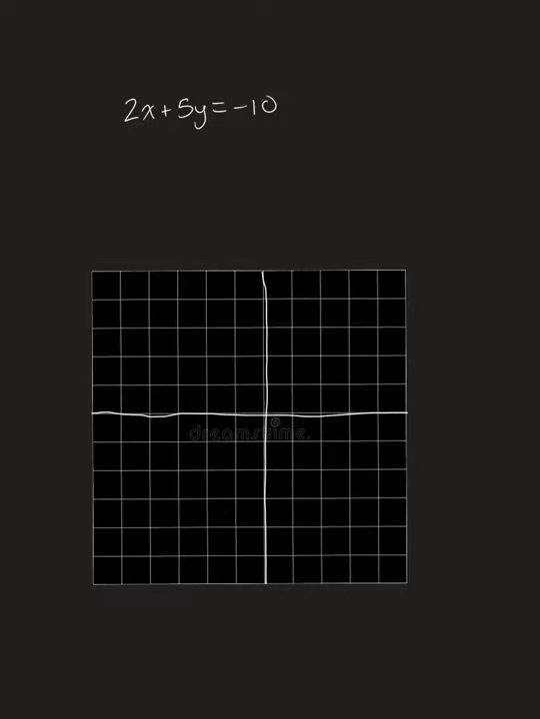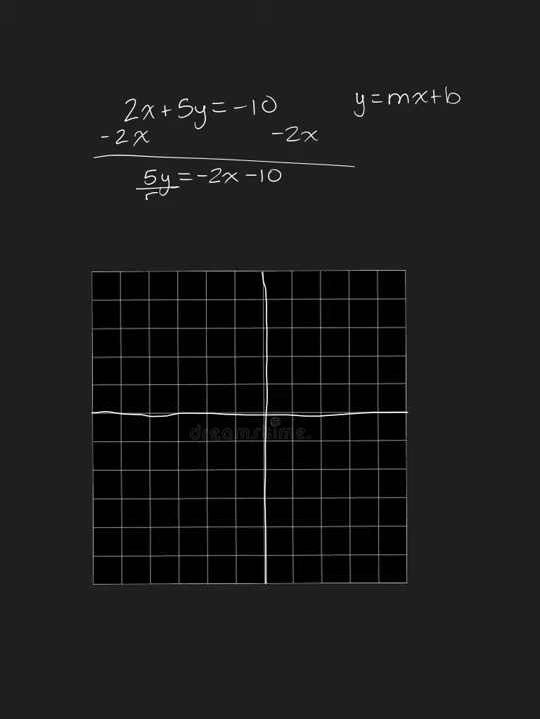The second way to graph this line is to get this into slope-intercept form. So we want to get it into y equals mx plus b. So we are going to isolate our y. The first thing we get rid of is the 2x. So I'm going to subtract 2x on both sides. That gives me 5y is equal to negative 2x minus 10. Then I divide by 5. So y is going to equal negative 2 over 5 x minus 2.